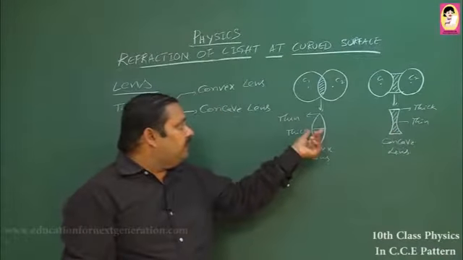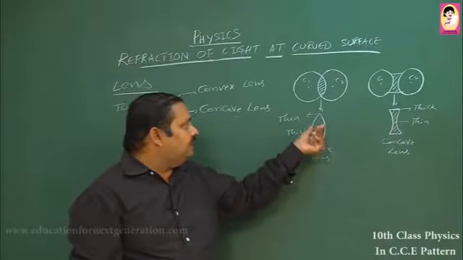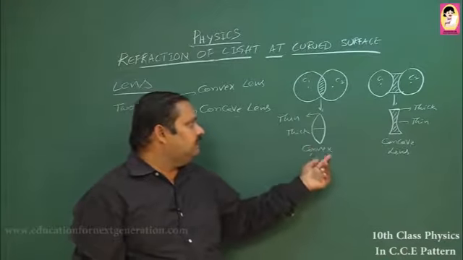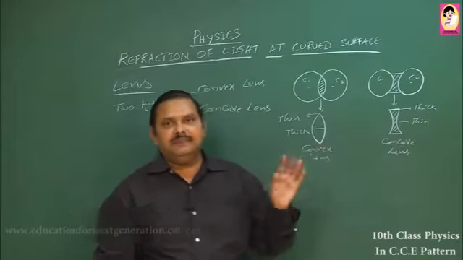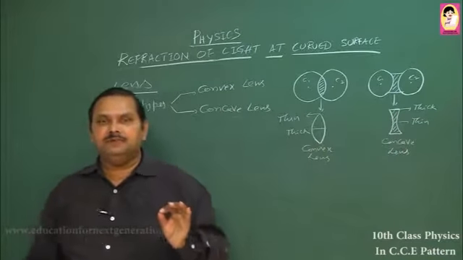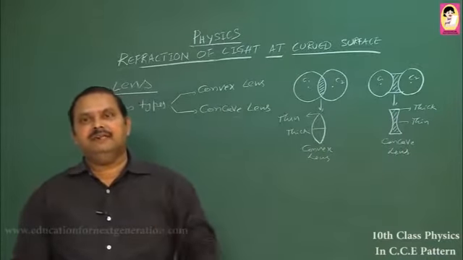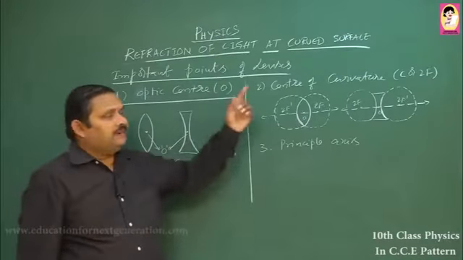Basically, a lens which is thick at the middle and thin at the edges is convex, and a lens thin at the middle and thick at the edges is concave. This is the basic information related to convex and concave lenses. Let us see the important points of lenses.